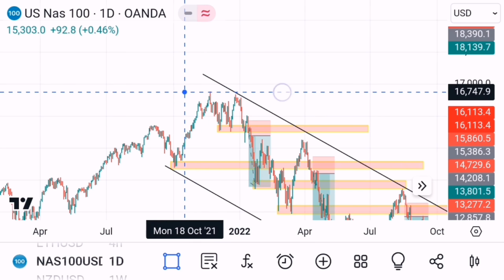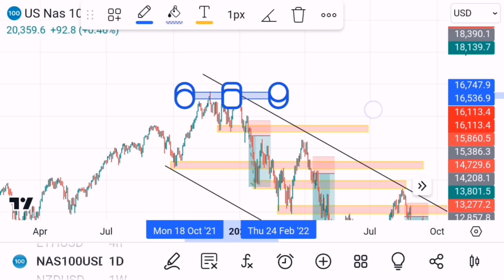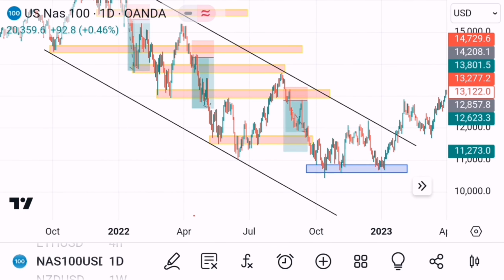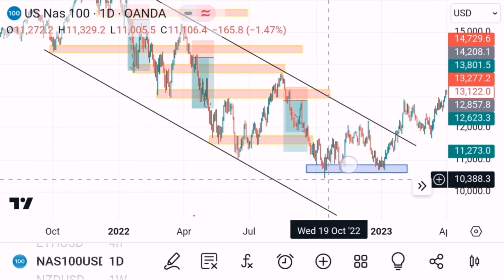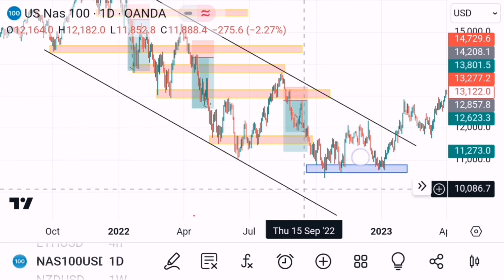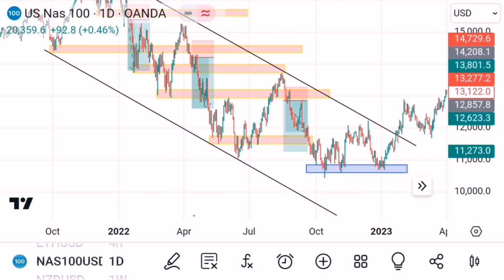This was a double bottom here. This was a double bottom. And then, as you can see, this was a triple bottom, but the market was consolidating at the same time, something like that. But it's a triple bottom, this one here. It's a very, very beautiful triple bottom. Or someone else can say the market was consolidating at this level here. Okay, guys, let's go back.